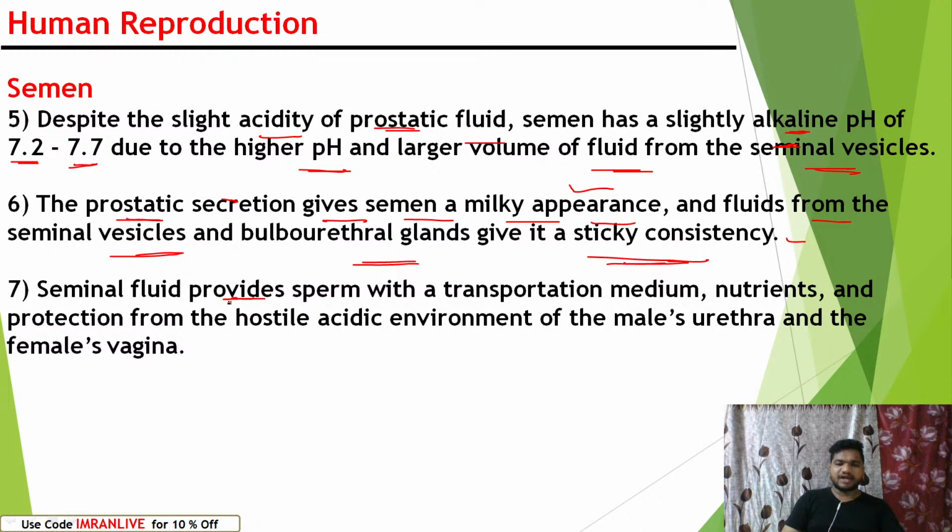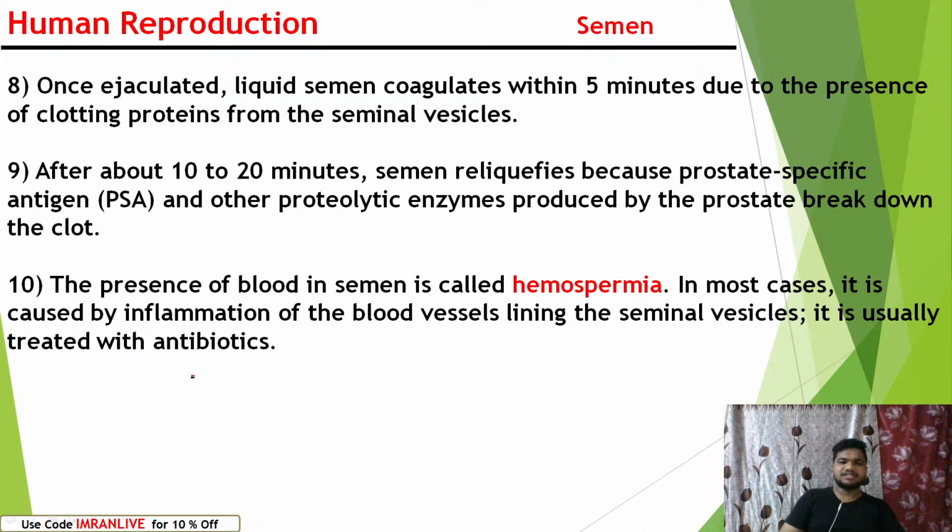Seminal fluid provides sperm with a transportation medium, nutrients, and protection from the hostile acidic environment. The seminal fluid helps in neutralizing the acidity and helps sperm survive for a long time in the male urethra and the female vagina. Generally, the seminal fluid present in the urethra enters the female reproductive tract through the male penis. So it helps to neutralize the acidity and control the loss of sperm in the female reproductive tract, right?